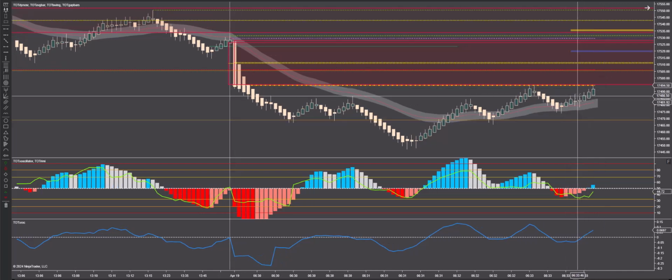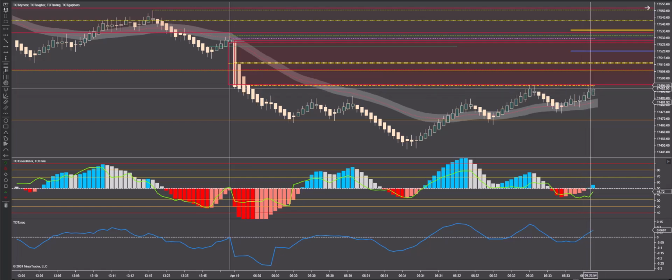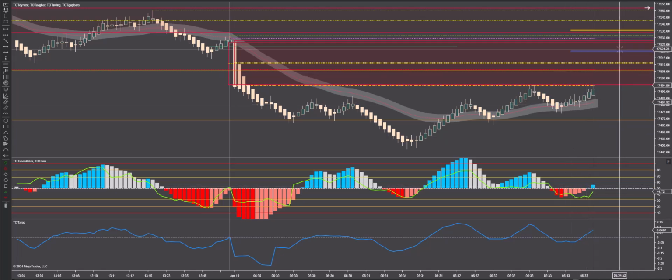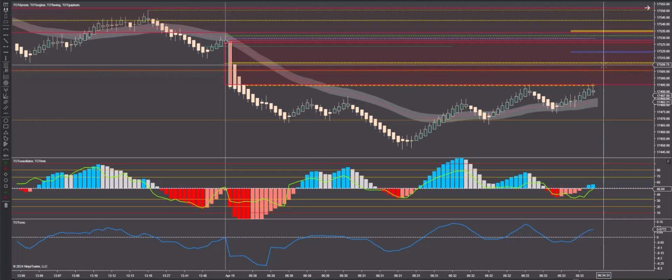This does get a chop bar, so 1 and 2, and then it starts to go blue here. But again, the Xroc is above, the green line is still below, but we are getting blue. And then the reason we don't buy here is because this is a sell zone.